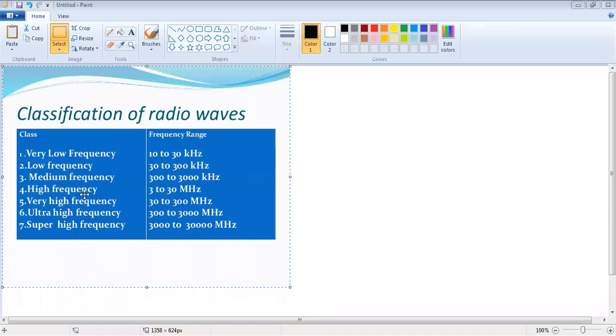After that we have high frequency. In high frequency you go to the megahertz range, that is 3 to 30 megahertz. After that we go to very high frequency, that is the VHF range, that is 30 to 300 megahertz.